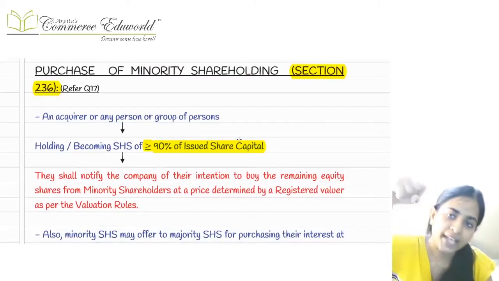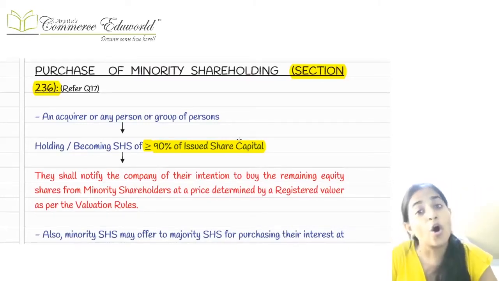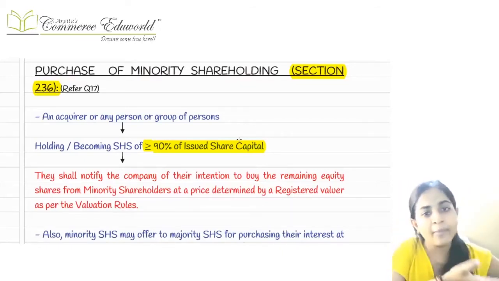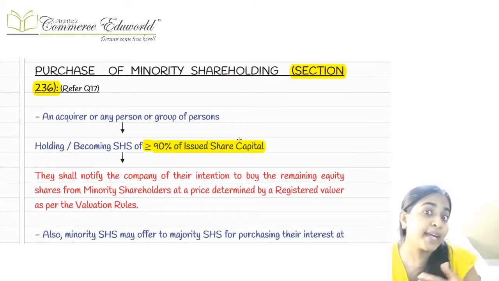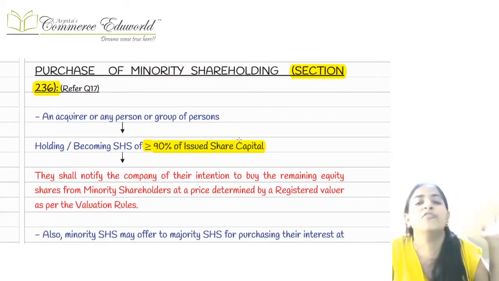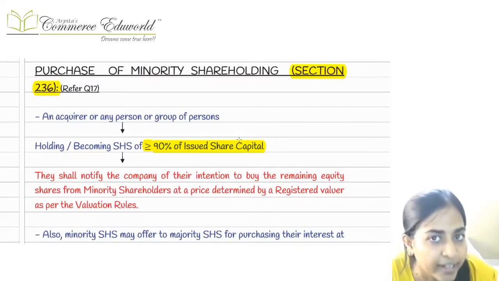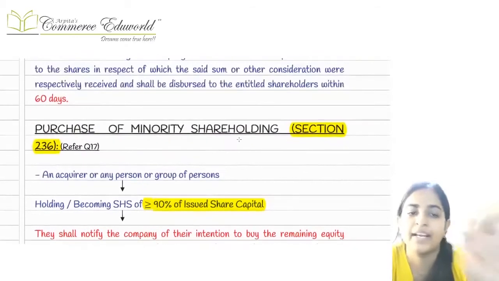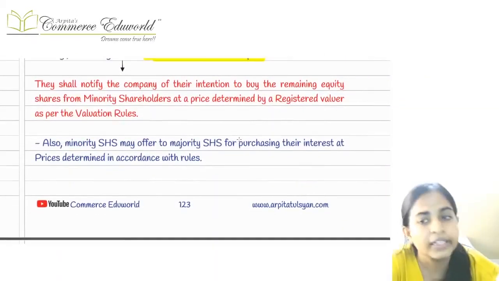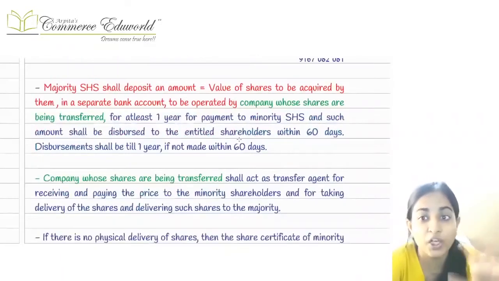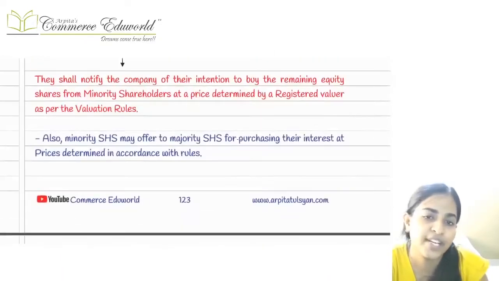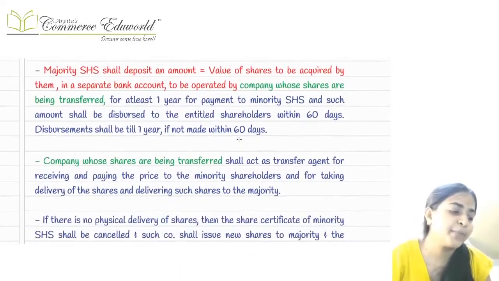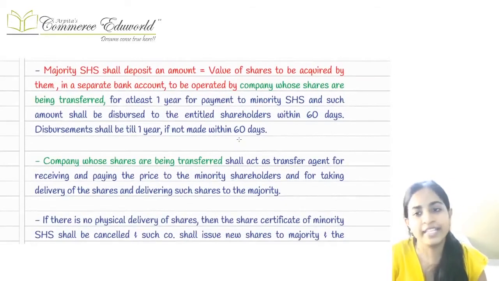that we would like to acquire your holding also. Or alternatively, even the minority shareholders can go and make a proposal to the majority that, okay, you can acquire our shares, anyway we do not have any stand in the company. In this case, this particular process can be done. This process can be done as per the provisions of section 236. The valuation of the shares will be done by the registered valuer, as we have already studied in section number 247. That particular person is going to do the valuation of these shares.